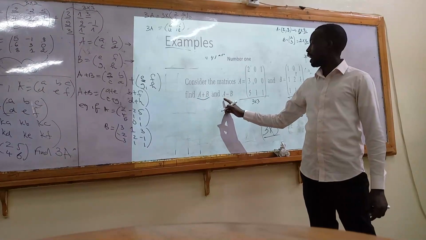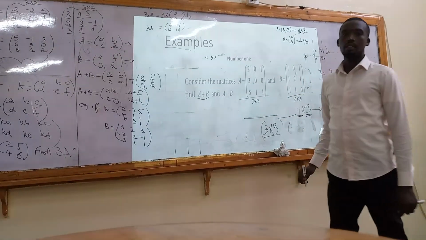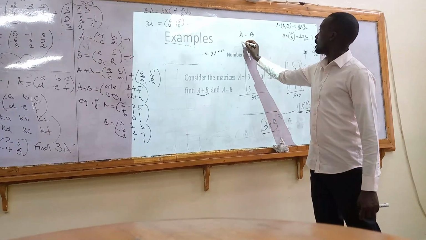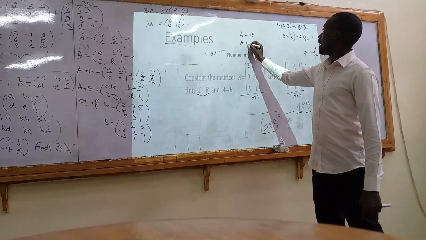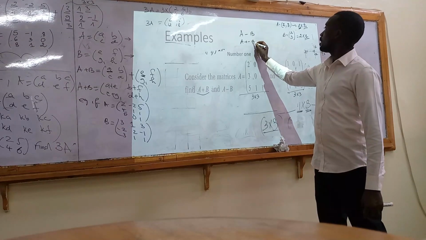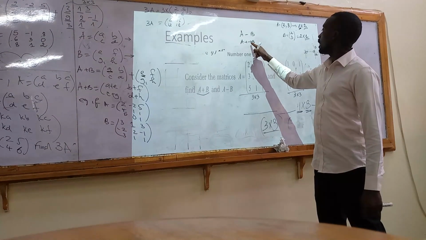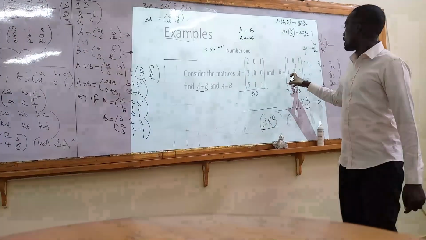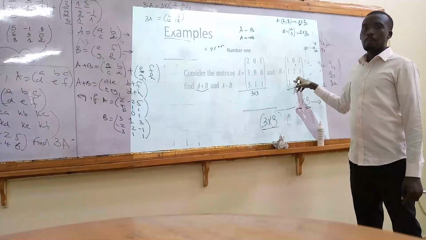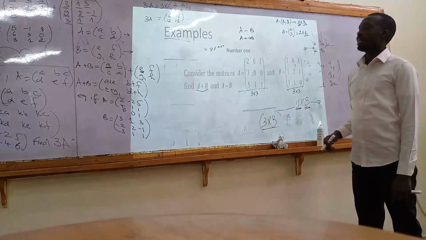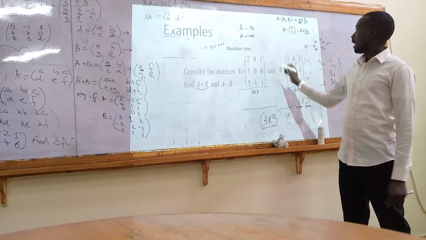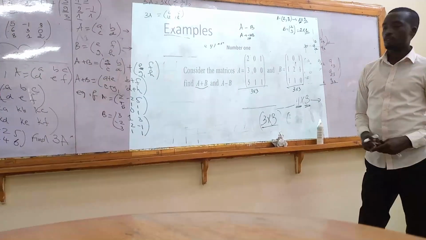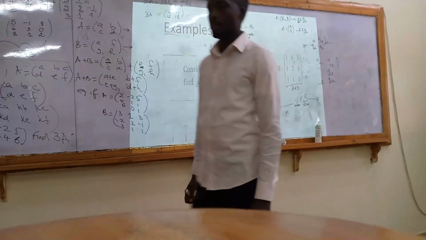So here we need A minus B. A minus B is the same as A plus negative B. It means that here you can take negative 1 times B, so each element in B is going to be multiplied by negative 1, such that it acquires this negative sign. You can try this example to find A plus B and A minus B.